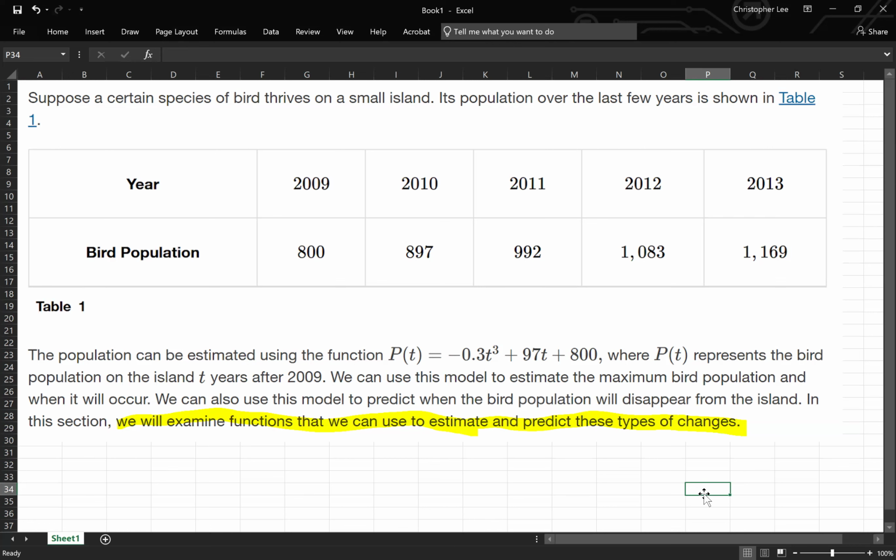The population can be estimated using the function P of t is equal to negative 0.3 t to the third power plus 97t plus 800, where P of t represents the bird population on the island t years after 2009. So we can use this model to estimate the maximum bird population and when it will occur. We can also use the model to predict when the bird population will disappear from the island. In this section, we will examine functions that we can use to estimate and predict these types of changes.